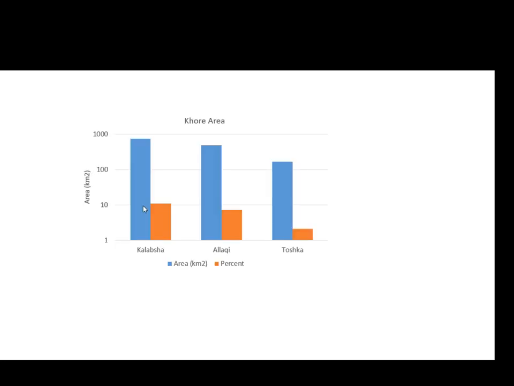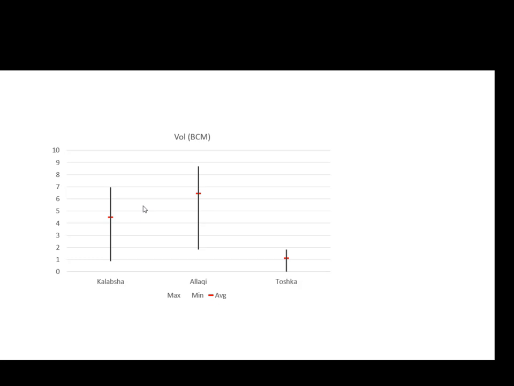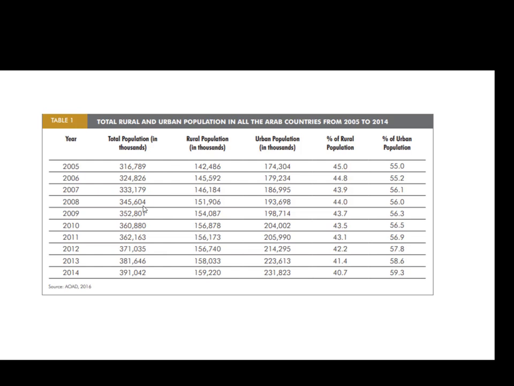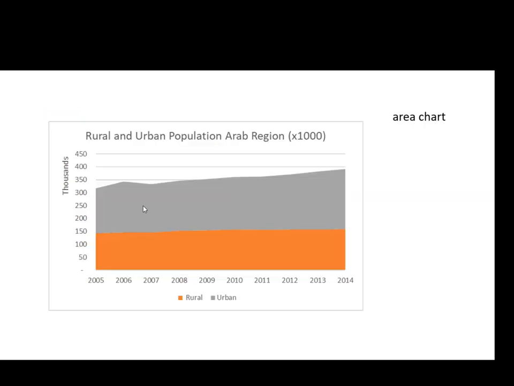Also for the volume, this was for area, and for the volume we use a stock chart that shows the minimum, the maximum and the average values. The same thing for evaporation in billion cubic meters. Another table that is also a timeline shows the rural and urban population in all the Arab countries from the year 2005 to the year 2014.